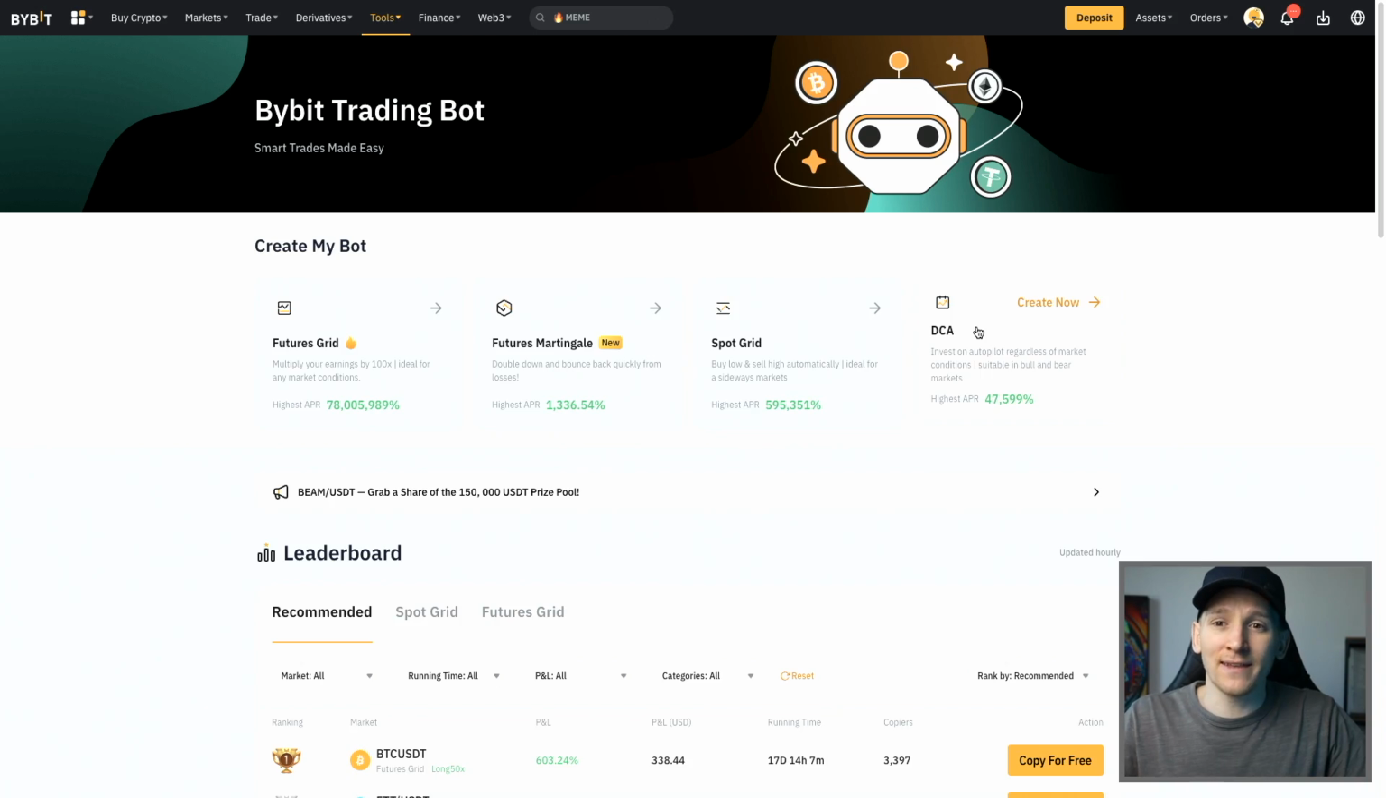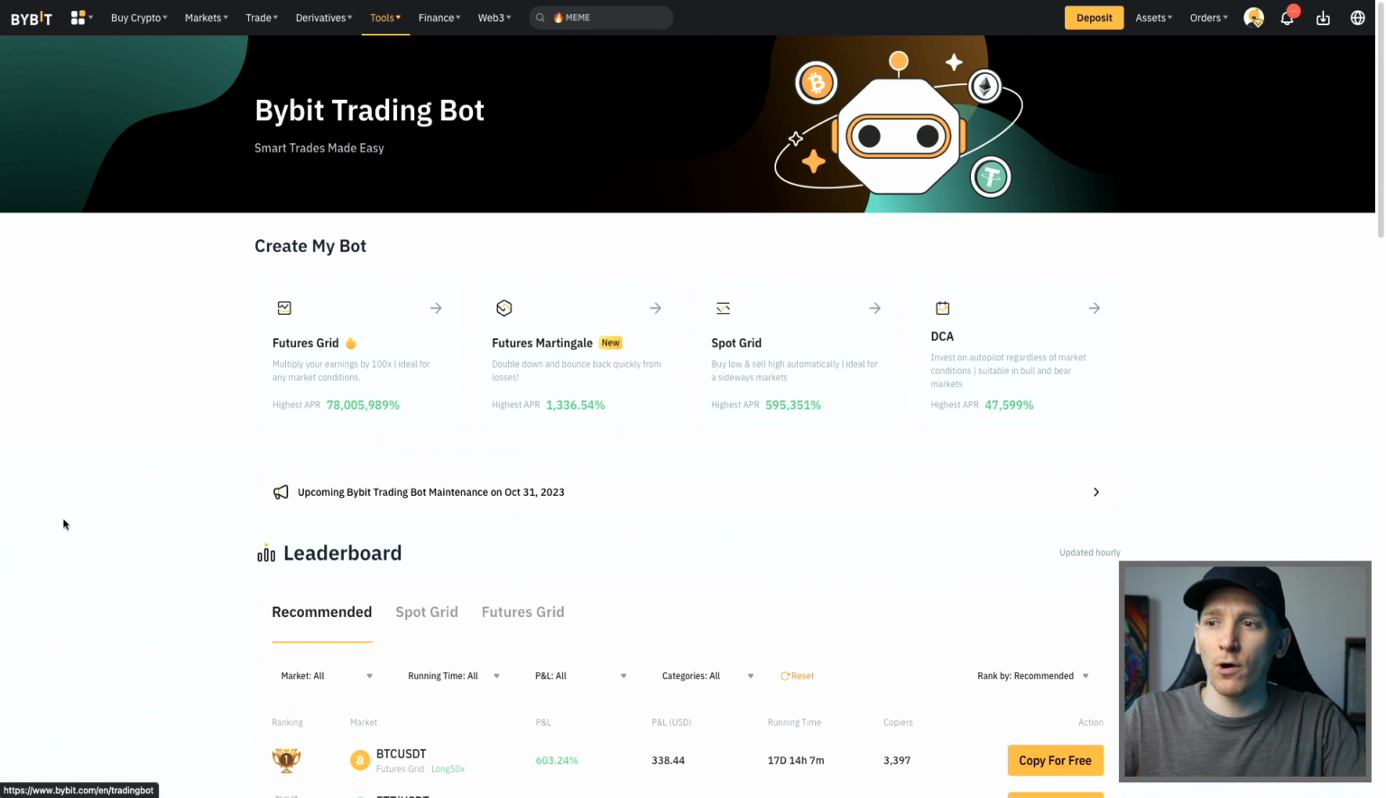We're going to look at the DCA bot first though. So this one right here, go to tools and then trading bot. This is the main page. We're going to look at DCA or dollar cost average.